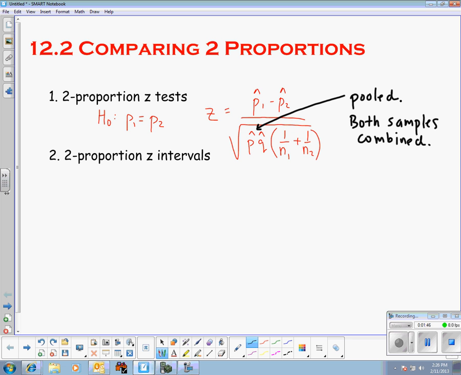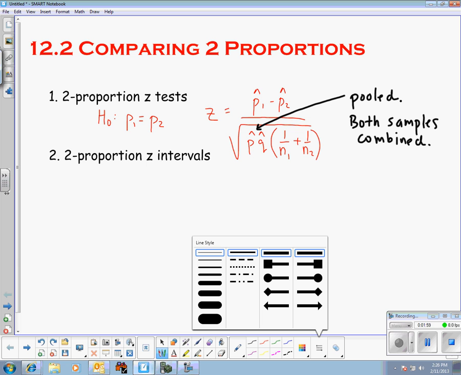Okay, so that's going to give you your Z value, which you could look up in the old Z chart, the one we always used to figure out your P value in order to reject or not reject your null hypothesis.